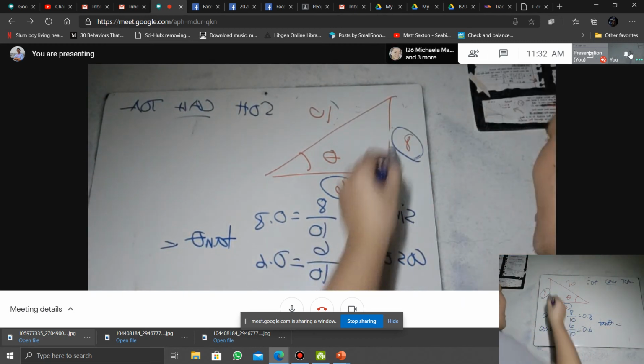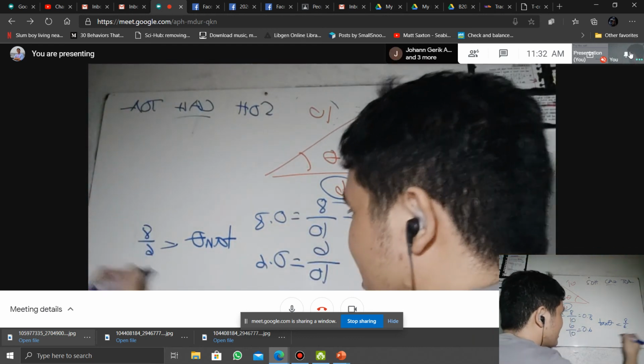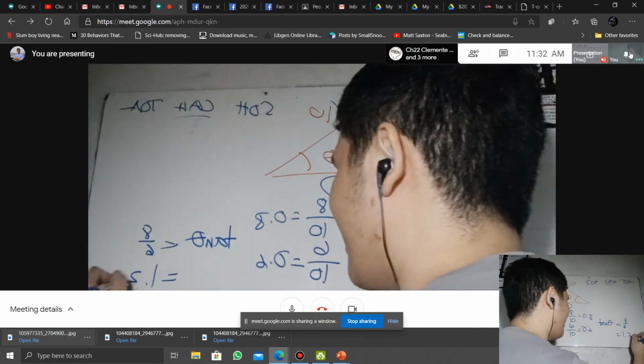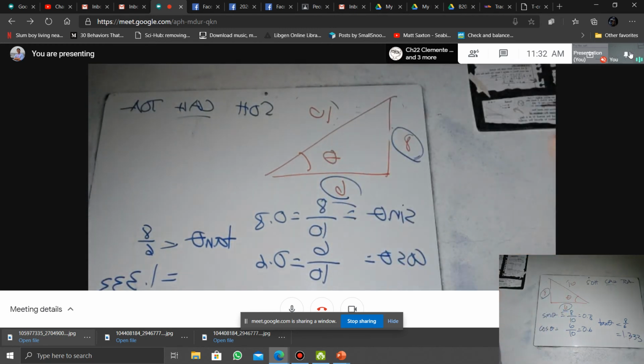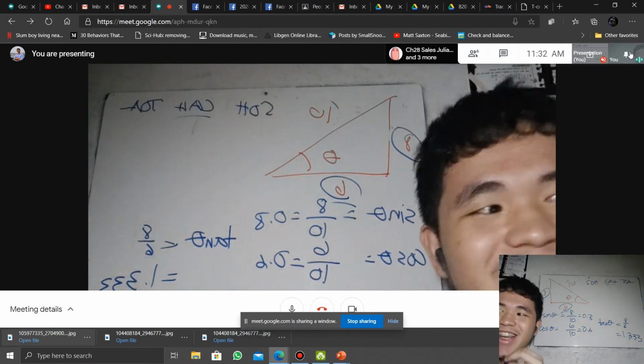Opposite over adjacent. 8 over 6. When we calculate that, 4 thirds, 1.333. Nagets ba, guys? Nagets?